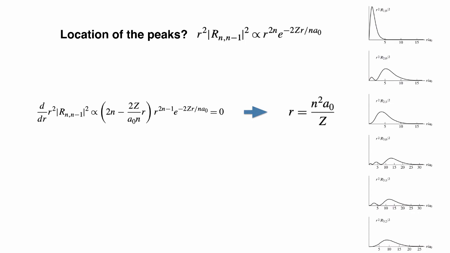Don't be confused by the fact that it doesn't look like it's going like n squared times a naught in the plot on the right-hand side, because you should notice that the scale of the x-axis is changing from plot to plot. If you were using the same scale, you would actually see graphically that the maximum moves up as n squared. That's really nice, because that means that we have those different shells of electrons positioned differently, at different distances from the center of the nucleus where the proton is located.